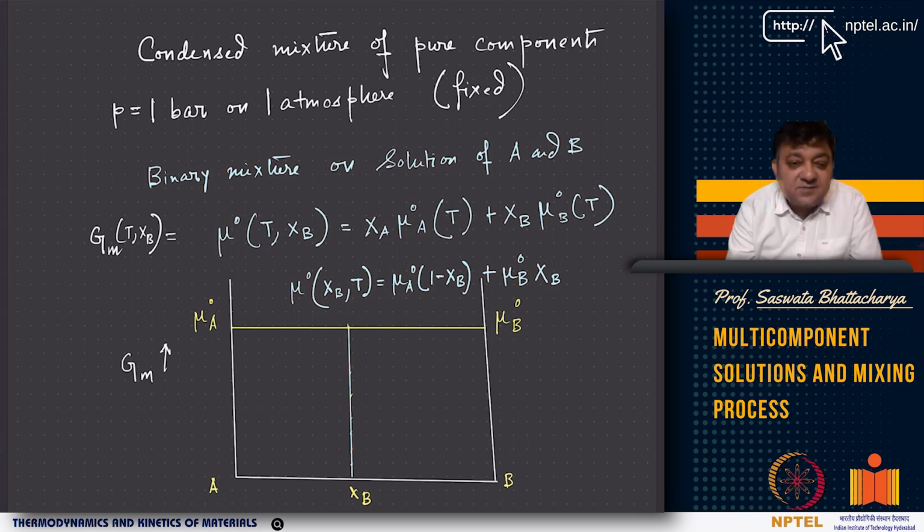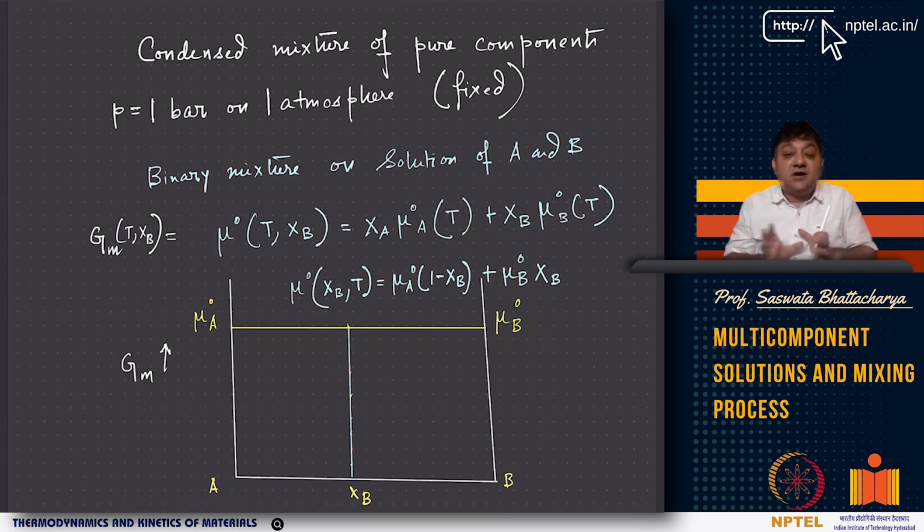So if it's a condensed mixture of pure components, say for example copper and nickel mixed together to form a solid solution, or you have taken some acetone and water and formed a solution, or some ethanol and water, in such a case the pressure is assumed to be 1 bar or 1 atmosphere until very high pressure is applied. This is because in such a case the PV work will be really negligible, right?